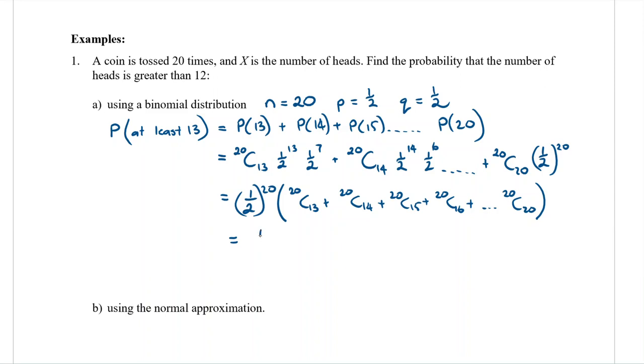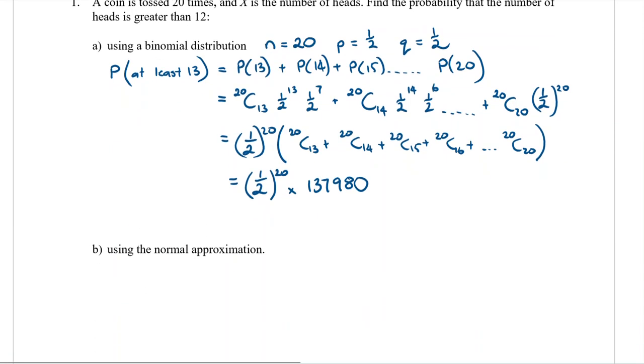Do you want to try it? Or are we pretty confident we can do that and we can just move on? 20C20 will be 1. 0.132, is it, to 3 decimal places? Yeah. Very good.